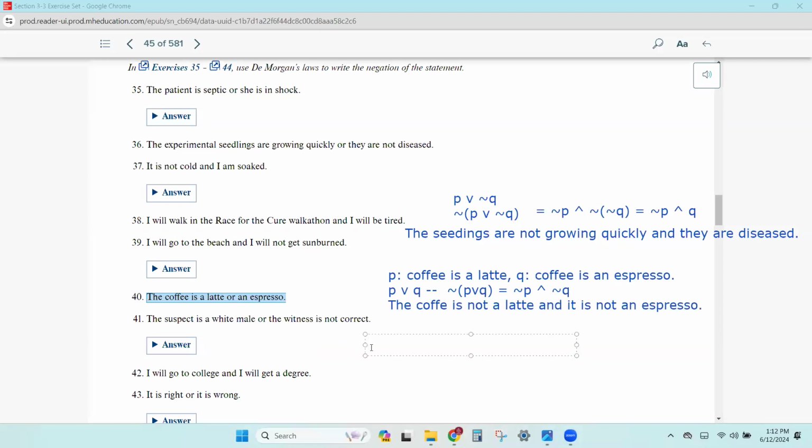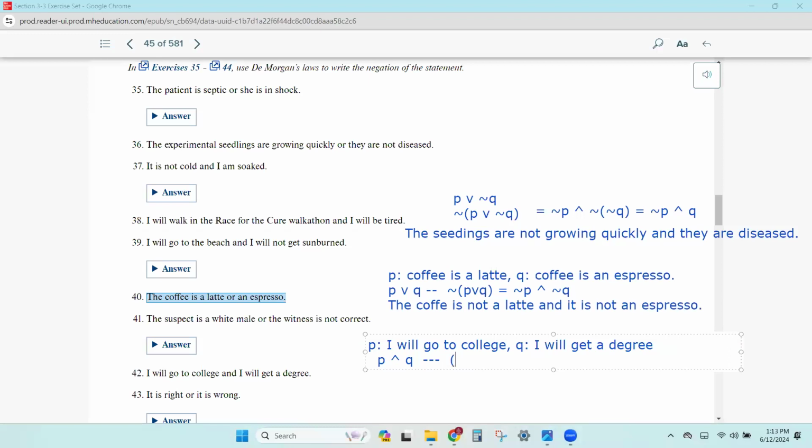All right, so P, I will go to college. Q, I will get a degree. Okay, so then this one is simply P and Q. So then the negation is going to be, again, we're just going back to De Morgan's law.